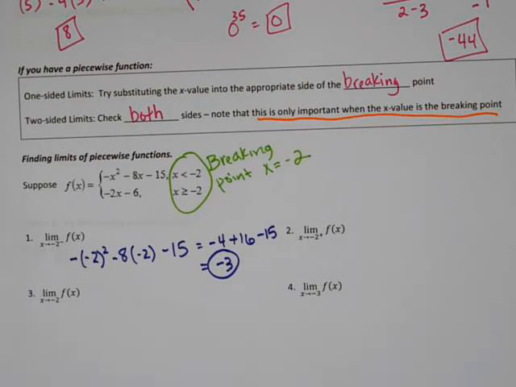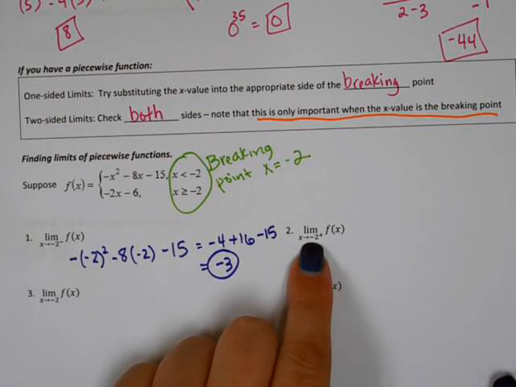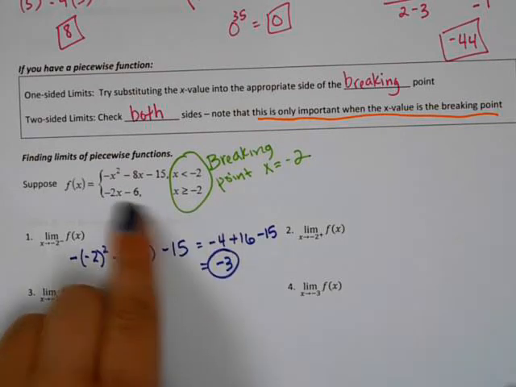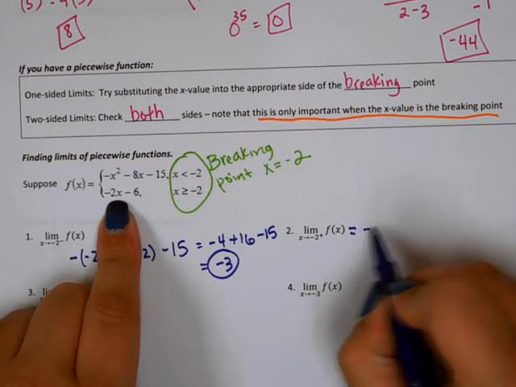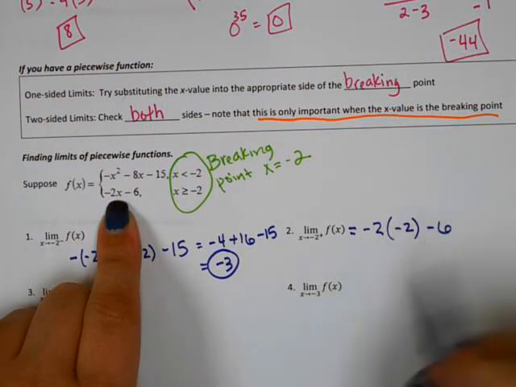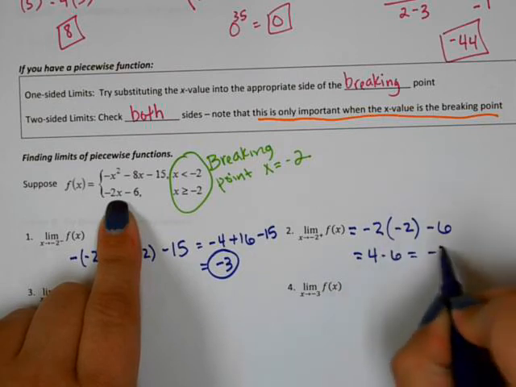Then for the right-sided limit, as x approaches negative 2 from the right side, that means I need to be greater than or equal to negative 2. So I'm looking at this portion of my function, which means I'm going to substitute negative 2 into this function. So I get 4 minus 6, which equals negative 2.